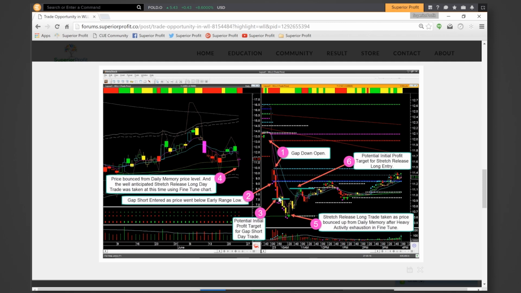Where will be the stop loss? The stop loss will be on the other side of the early range. So it will be somewhere here. Half profit will be booked as soon as the risk distance is covered.